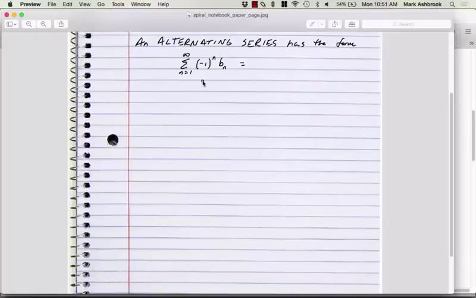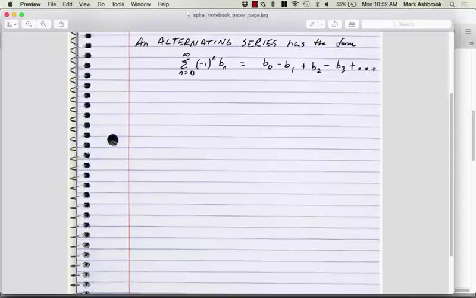So let's do that here. Well, couldn't n start at anything if we're talking about infinite sums? Right, exactly. You can go from negative infinity to infinity. So just for the sake of argument here, we'll call it starting at 0. Okay, so n can start at 0. And so then b0 minus b1 plus b2 minus b3.